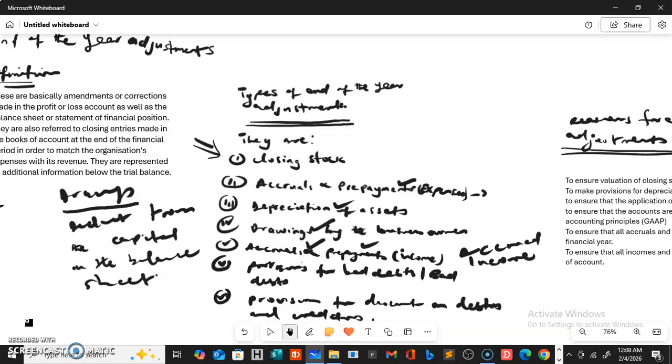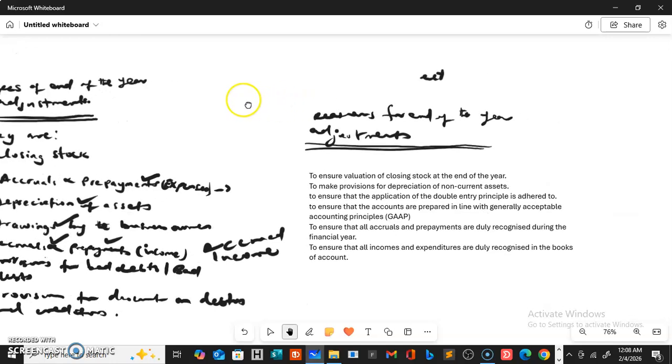This is an expense in the income statement, and it will also be recorded as a deduction in the value of the amount of debt that is being owed to you. So let us move on to the next one, so we can do some workings. So what are the reasons for end of the year adjustment?